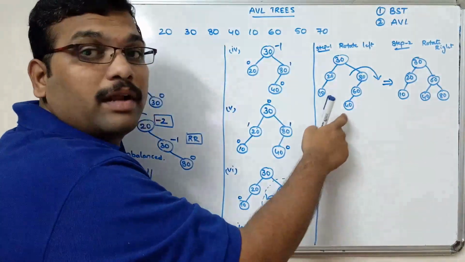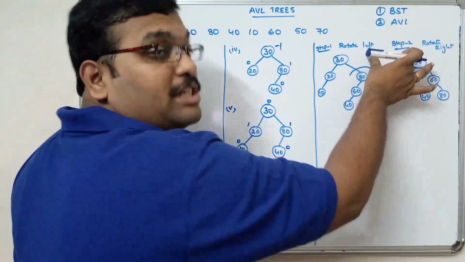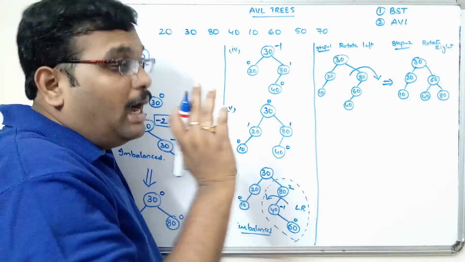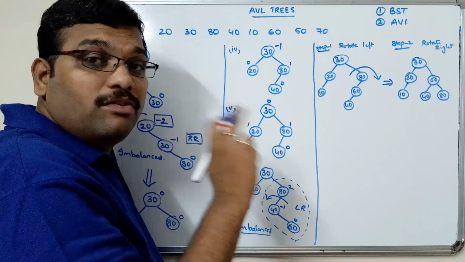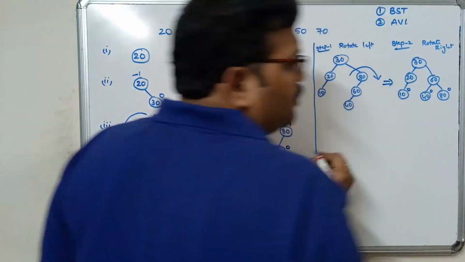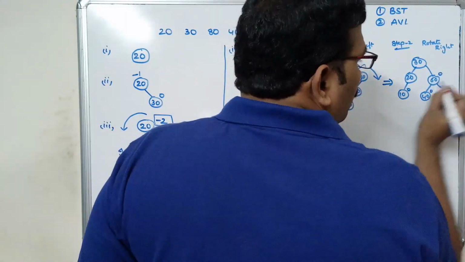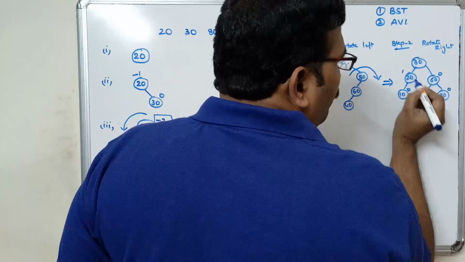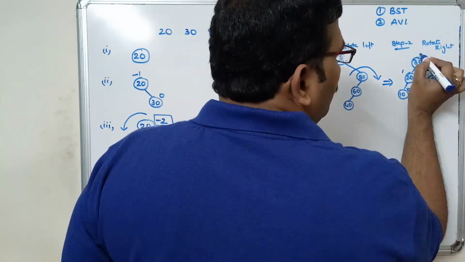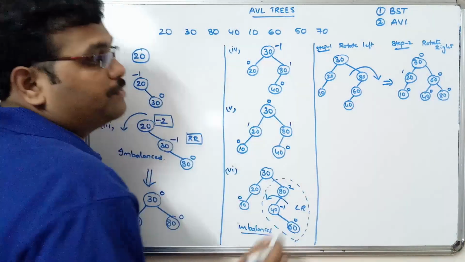Here we should not calculate the balancing factor right after the first step because this is an LR rotation. LR rotation means two-step process. So after completion of both steps only we have to calculate the balancing factor. These are the leaf nodes. The balancing factor will be 0, and for this node the balancing factor will be 0. For this node it will be 1, and for this node it will be 0 because the height of the left subtree is 2, and the height of the right subtree is also 2.